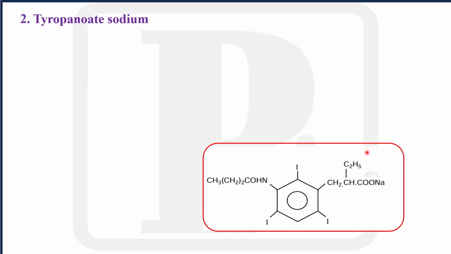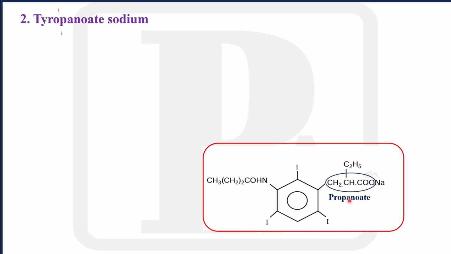Next one is called thyropanagate sodium. Look at the structure of thyropanagate sodium. This also has a phenyl with 3 iodines but with 2 more substituents. One is an amide, CONH, that's why it is an amide with 4 carbons. That's why it is a butanamide. And look at the other end. This end has a propanoate, that is a 3 carbon ester. The 3 carbon acid is propanoic acid. So this is an ester, that's why it is a propanoate.